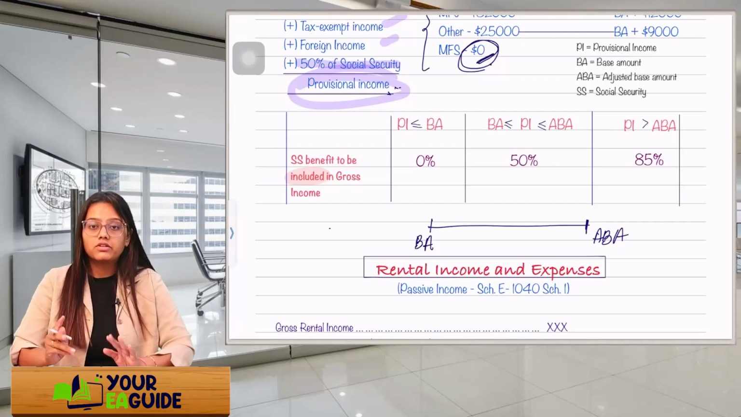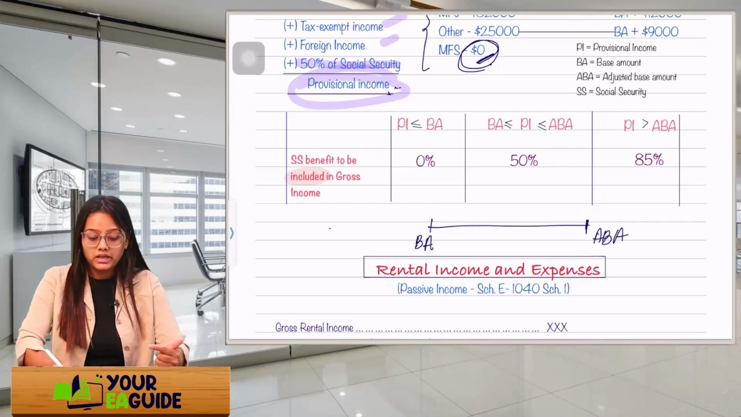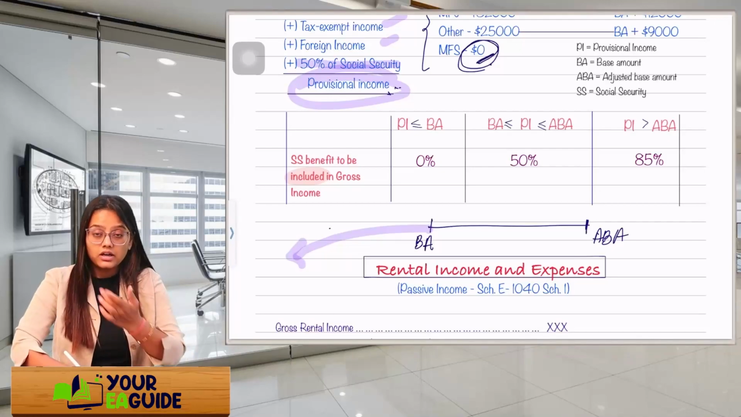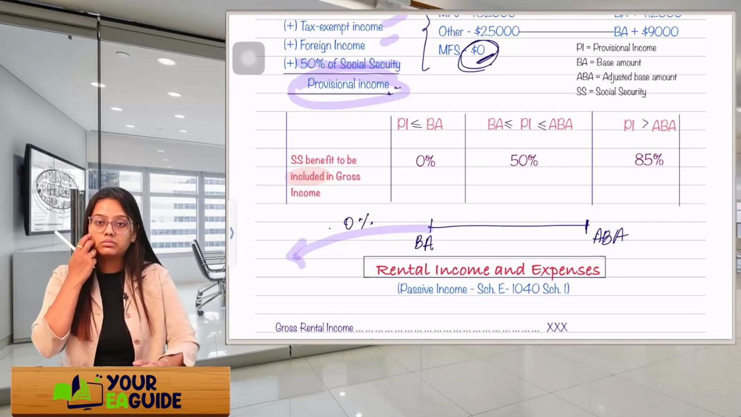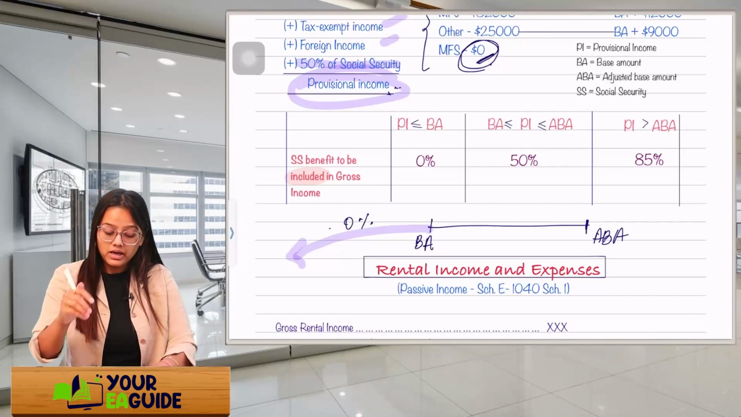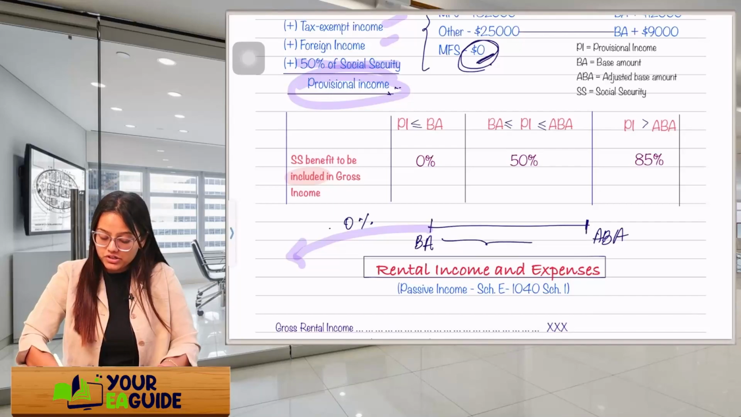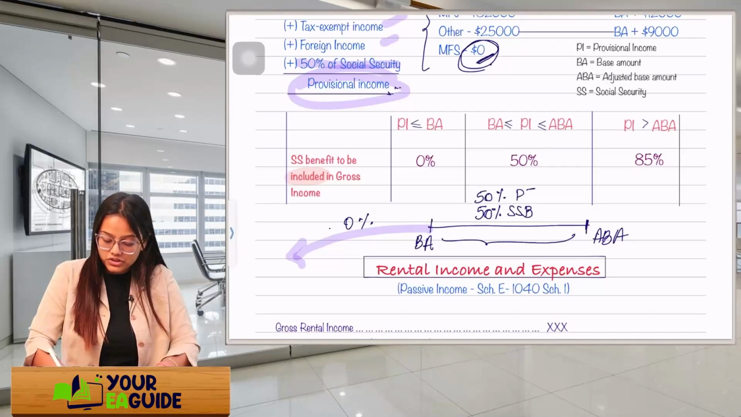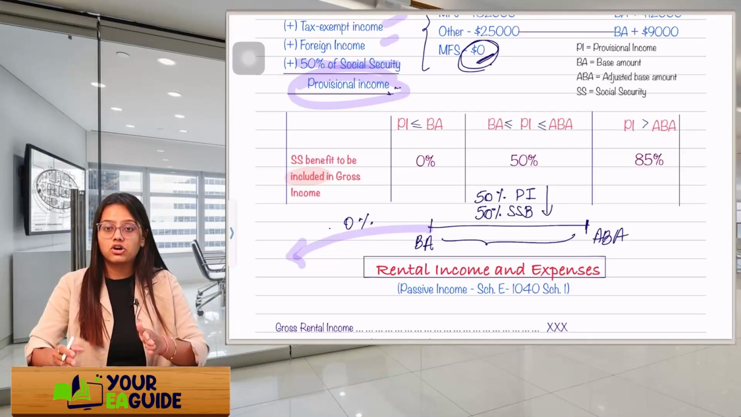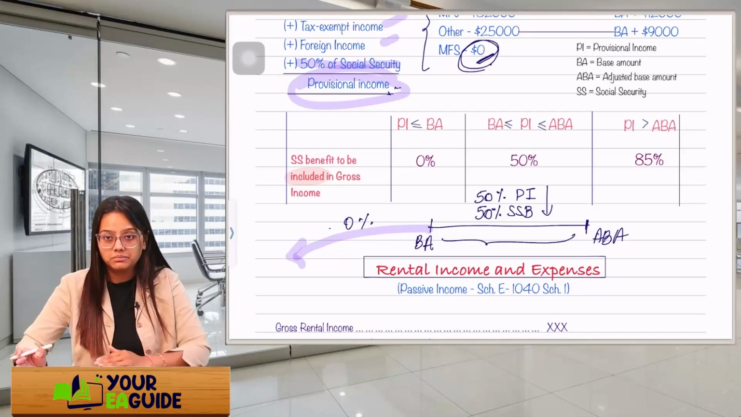Okay, now see, where is your provisional income falling? If your provisional income is falling below this, nothing is included in your income. 0% is included in the gross income. If your provisional income is falling somewhere between this, 50% of social security benefit or 50% of provisional income, whichever is lower, will be considered as your taxable SSB.